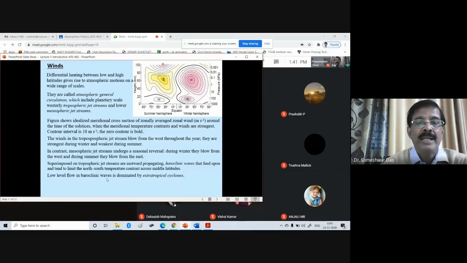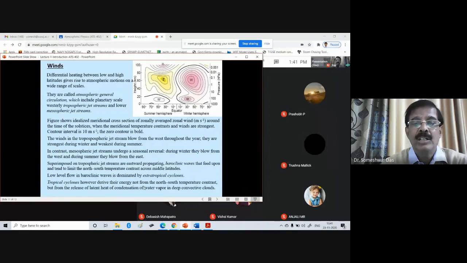Low-level flow in baroclinic waves is dominated by extratropical cyclones. Tropical cyclones, however, derive their energy not from the north-south temperature contrast, but from the release of latent heat of condensation of water vapor in deep convective clouds. Tropical cyclones form because of the convection, not because of the baroclinic waves.